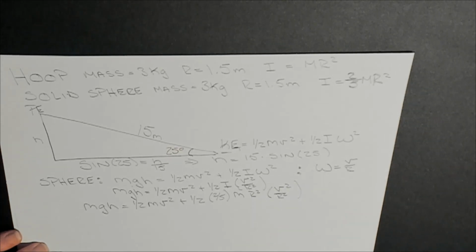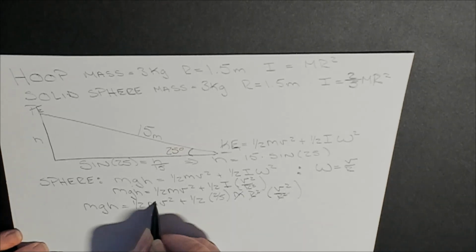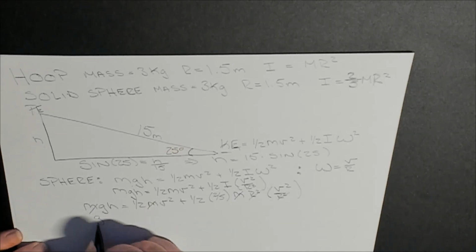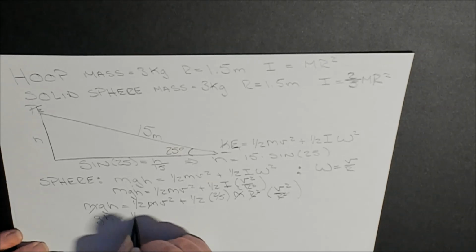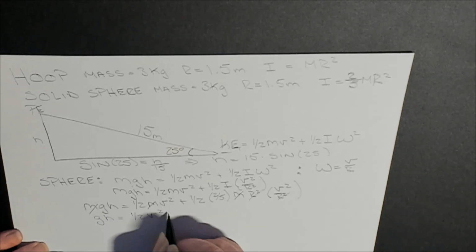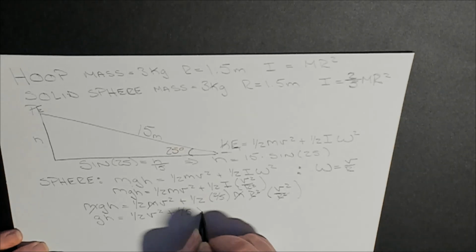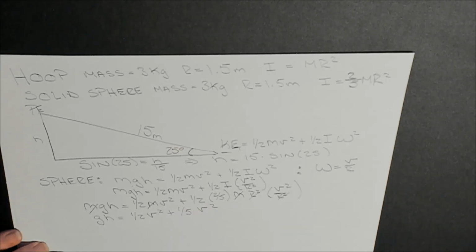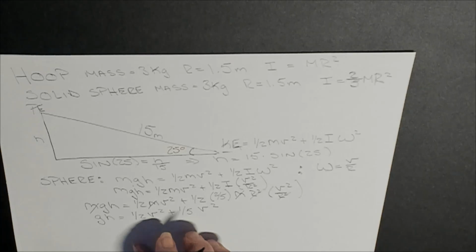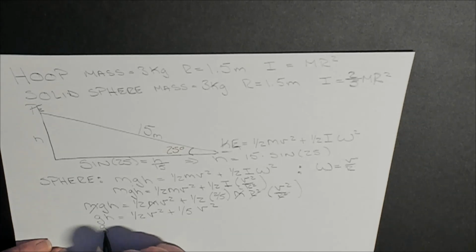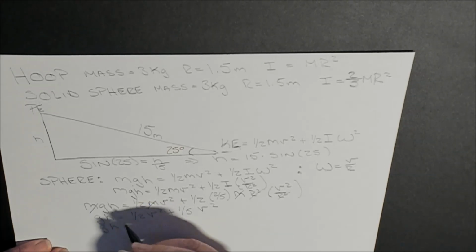Okay, here my radius cancels out. And now if I look, I have mass in every term, so it's going to cancel out. So gravity times height is going to give me 1/2 v squared plus the 2 is going to cancel out, 1/5 v squared. So it's otherwise known as gh equals 7/10 v squared.